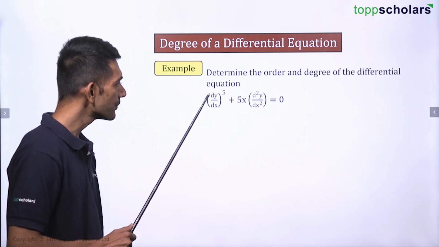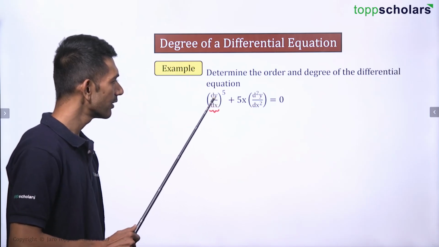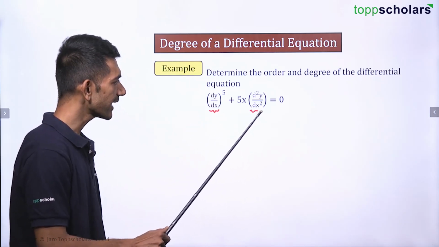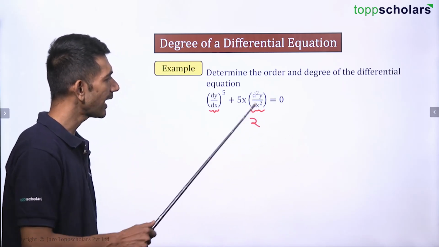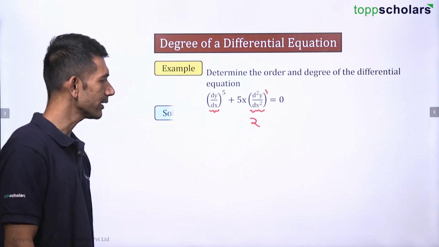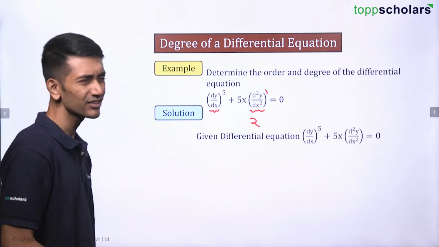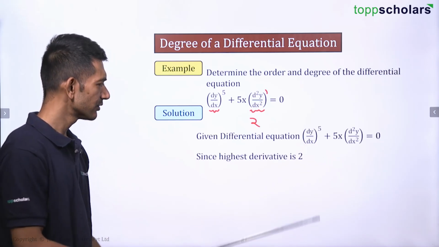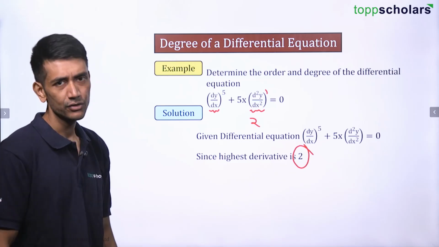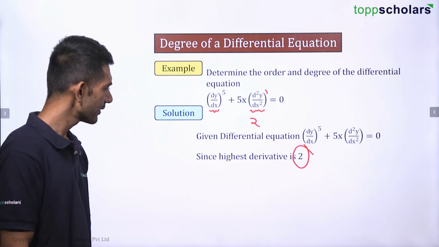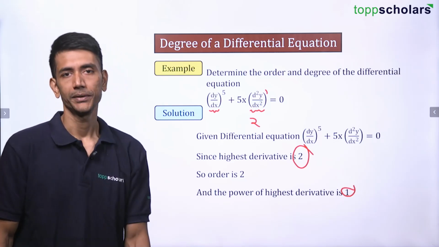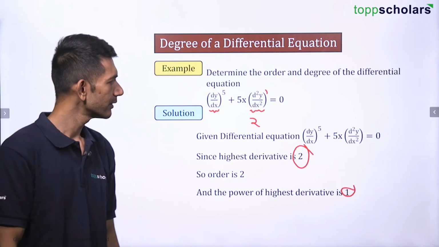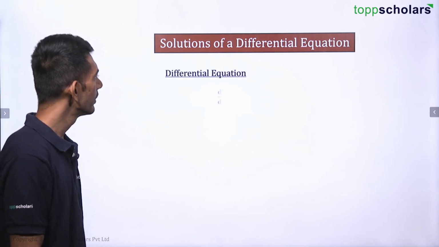So what is the order? See, this is first order, this is second order. So obviously 2 is a bigger number. So 2 is the order. And what is the degree? The degree will be 1, right? So let us have a look at the solution. This is given. So the derivative is 2, highest order derivative, and then we can say that the power is 1. Correct? Clear? Okay. Let's continue.